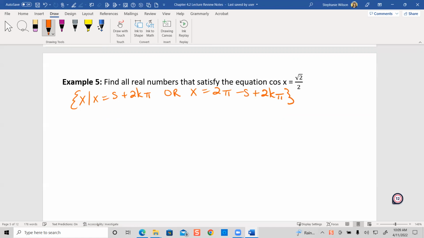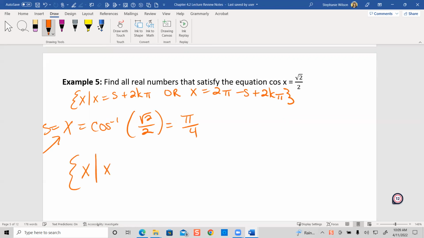All right, so we just got to find the inverse. Well, we know the square root of 2 halves is going to be pi fourths on the unit circle. So now that I know that, y'all can rewrite it as S is equal instead of x, because we know that's what we're plugging in there. And let's plug in.